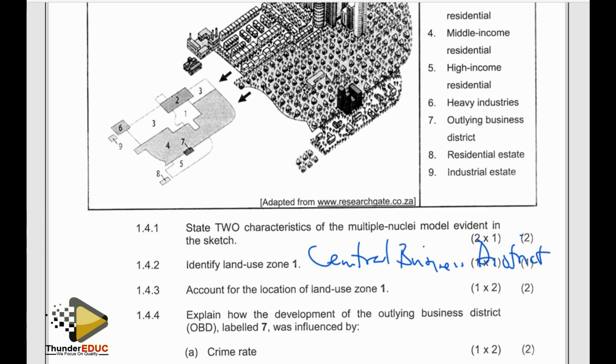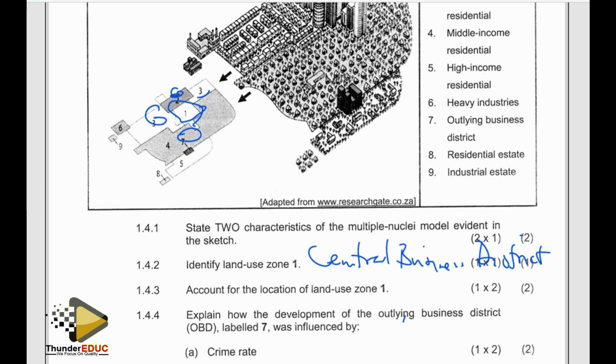Account for the location. We are saying give reasons why it is located where it is. You are seeing that the CBD is at number 1 here and is encircled by zone number 3, there's zone number 2, there's zone number 3 again here, there's zone number 4 on this side, and the CBD is at the focal point, it's at the center. Why is it there, or what reason can we use to justify its existence on that part of the urban settlement? Right, number 1 we can say is the commercial center of urban settlement.